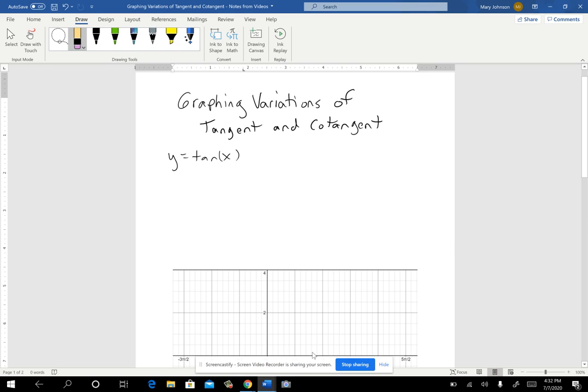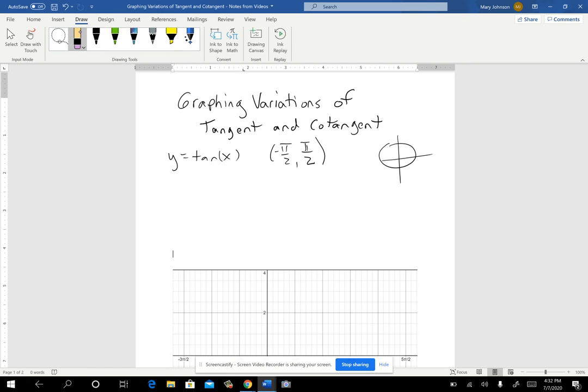All right, in this video, we're going to take a look at how to graph variations of tangent and cotangent. Remember with the tangent graph, we found that one full cycle, a complete section of the graph, happened when you were in the range from negative pi over 2 to pi over 2. Let me just draw that unit circle one more time.